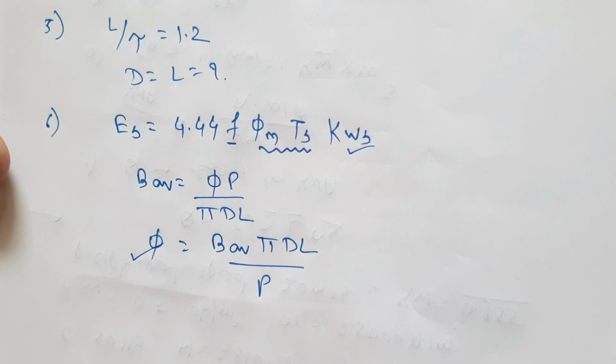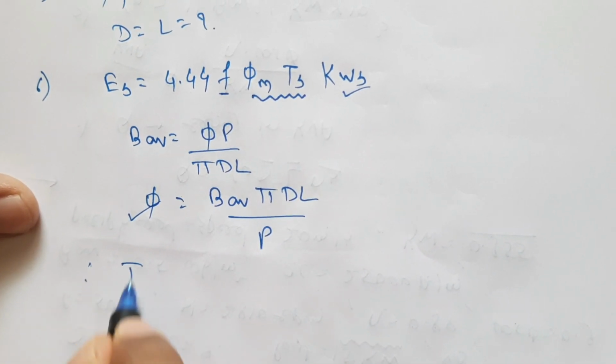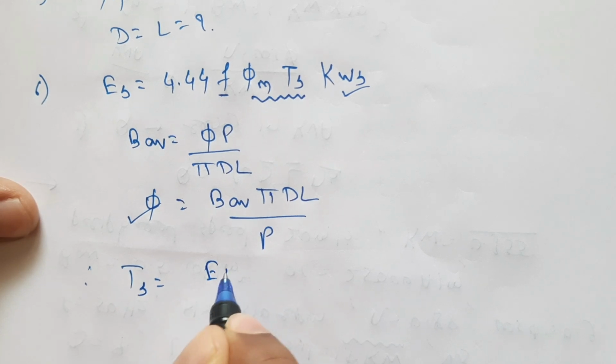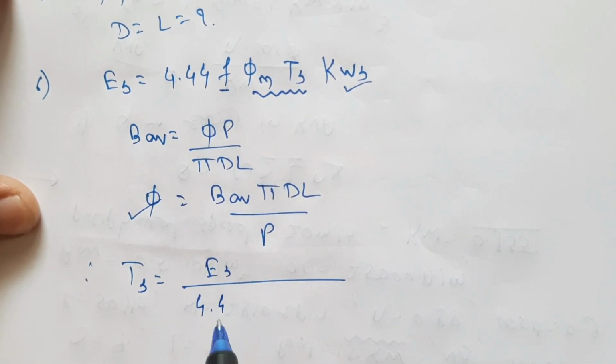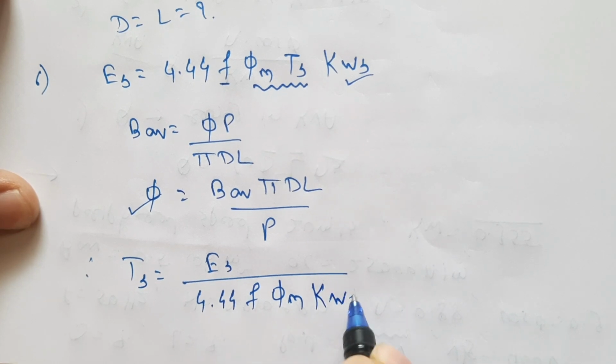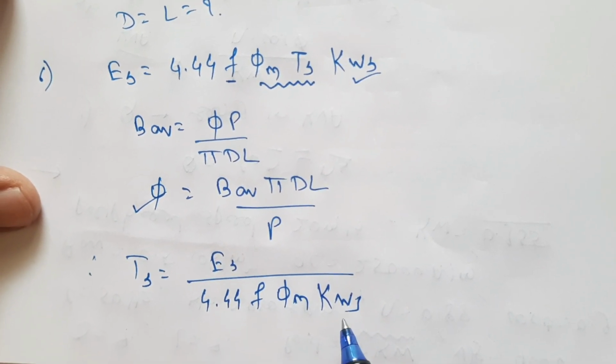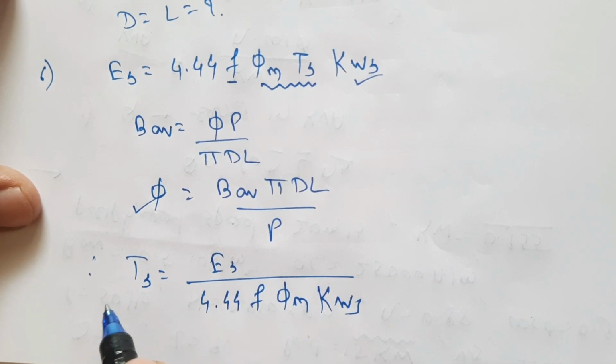Now, we can calculate the value of TS. Therefore TS is equal to ES divided by 4.44 F phi m kWs. Now, we know the values of ES, F, phi m and kWs. From this equation, we will get the value of TS.